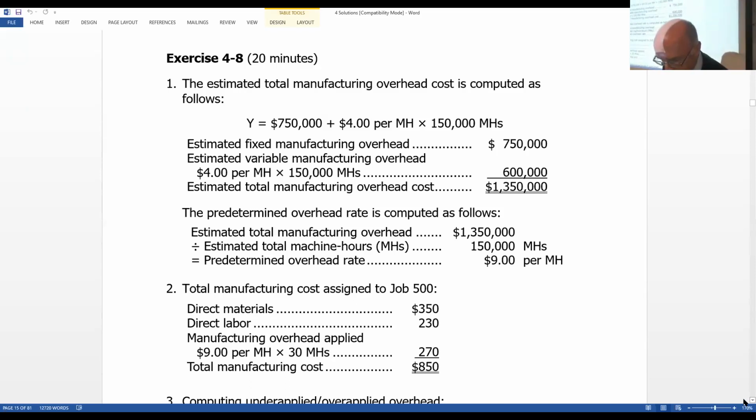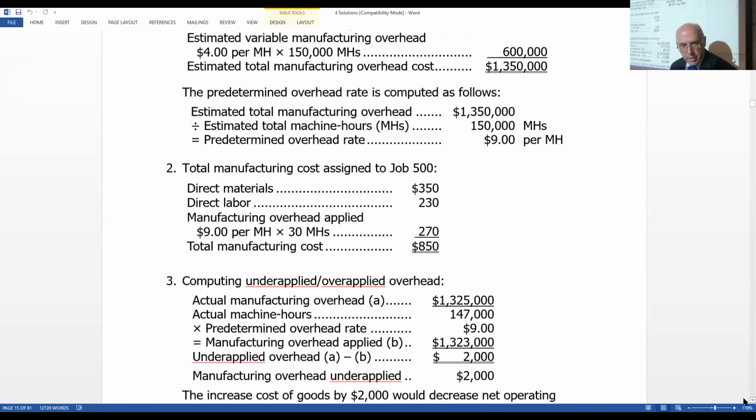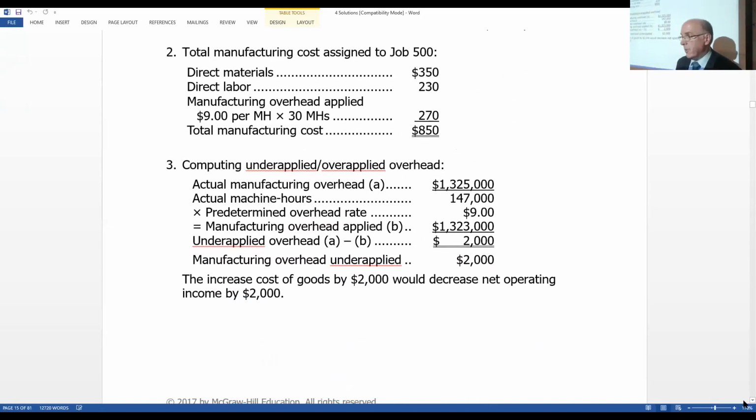And part 3, during the year, the company worked a total of 147,000 machine hours on all jobs and incurred actual manufacturing overhead costs of $1,325,000. So what do you want to do now? Slow down, scroll down. Well, you're going to take that 1,325,000 and compare it to what you thought it was going to be. And the difference is going to be underapplied or overapplied.